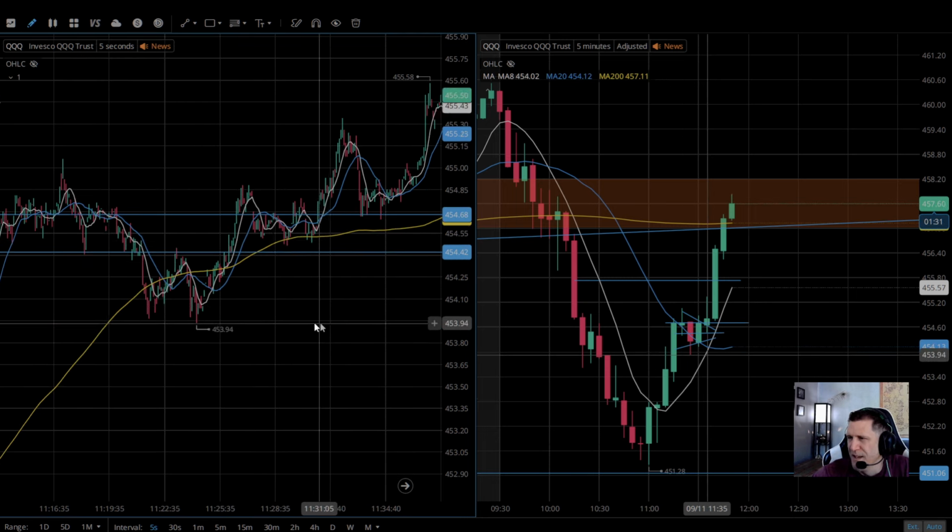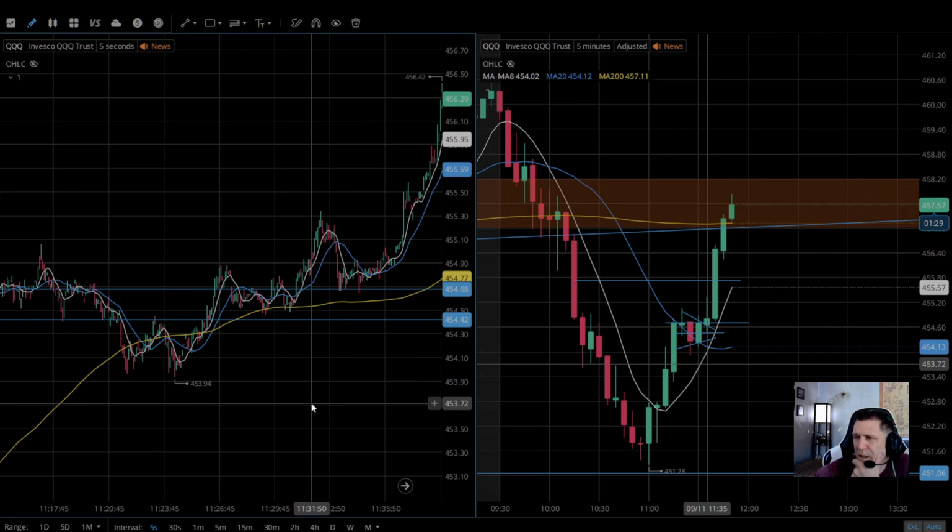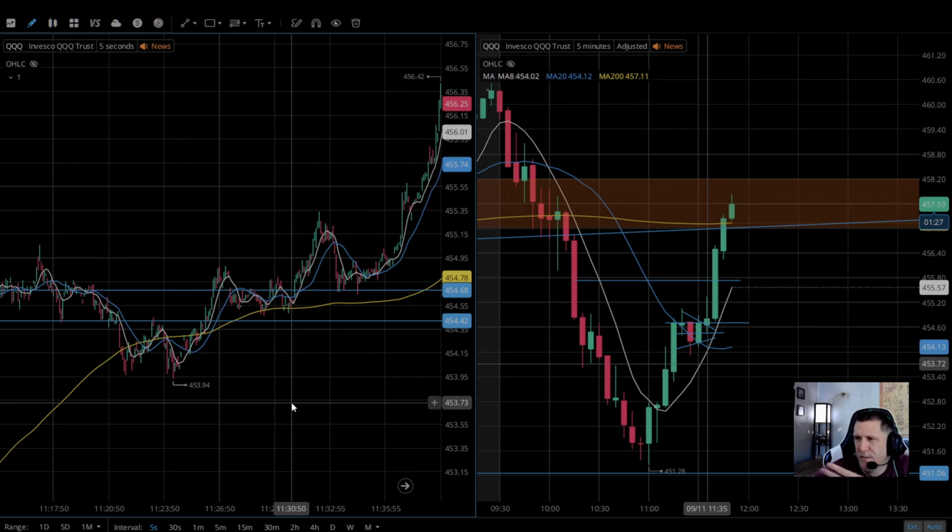Okay, so smaller time frames, we want the body. Larger time frames, we'll consider the wick. Correct.